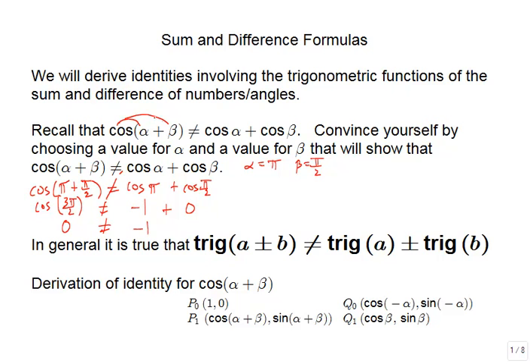You're not allowed to distribute that cosine across parentheses. It's true in general that you can't do that for any trig function. If you have any trig function of a plus or minus b, you're not allowed to distribute that trig function across and just do the trig function of a plus or minus the trig function of b. So if cosine of alpha plus beta does not equal cosine of alpha plus cosine of beta, then what does it equal? Well, we're going to derive the proof for what it equals next.